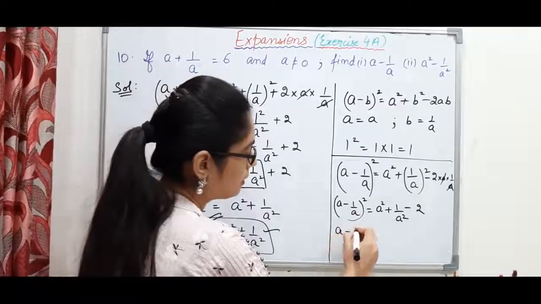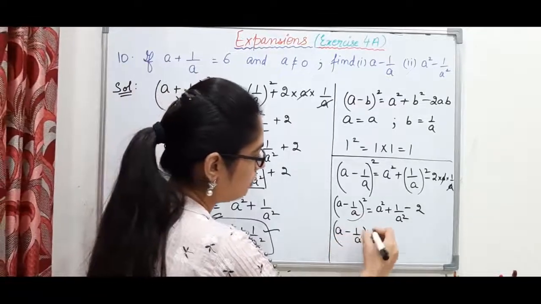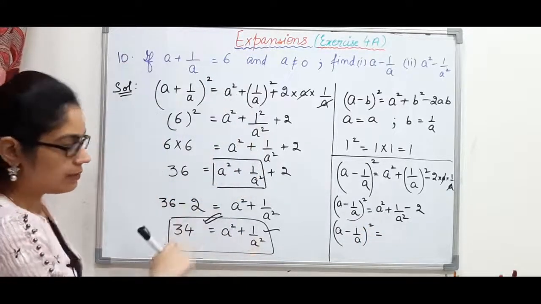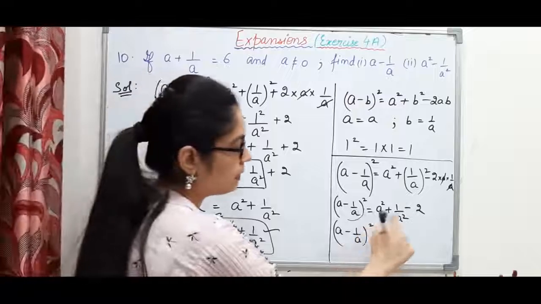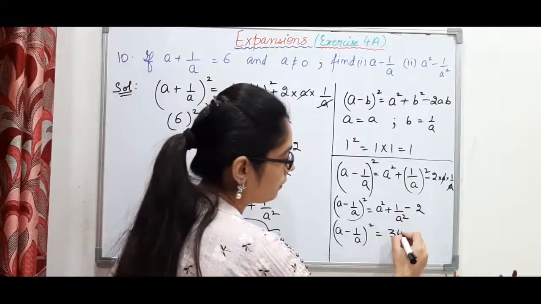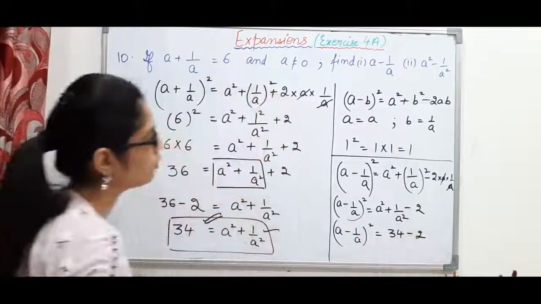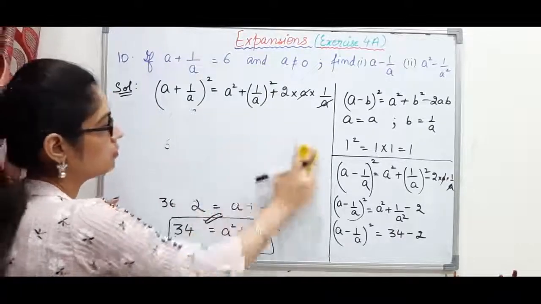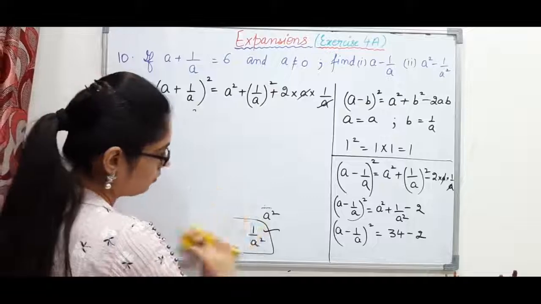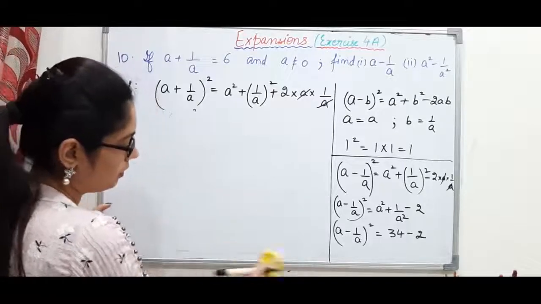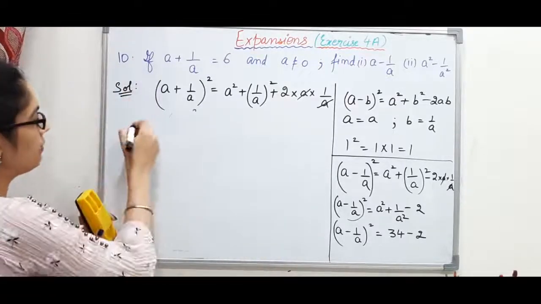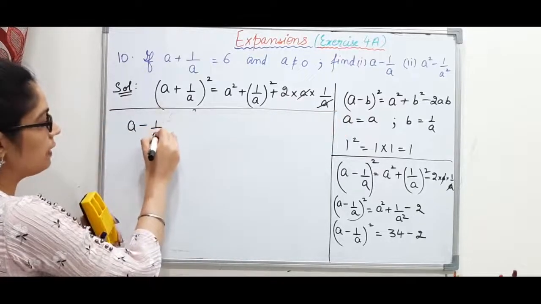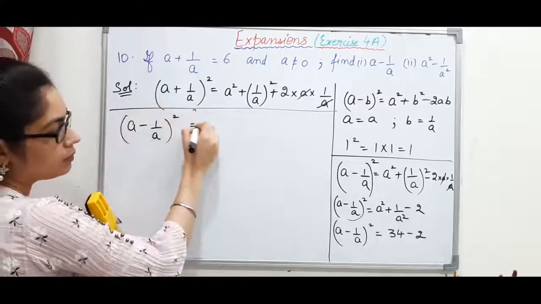So (a minus 1 by a) whole square is equal to a square plus 1 by a square minus 2, which is 34. So in place of this I will write 34 minus 2. So 34 minus 2 is 32. So I will write here, (a minus 1 by a) whole square is equal to 32.